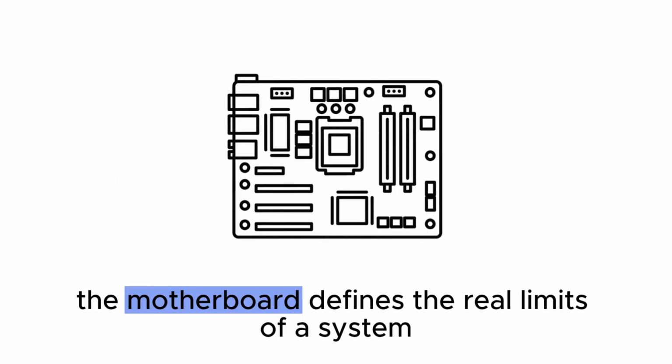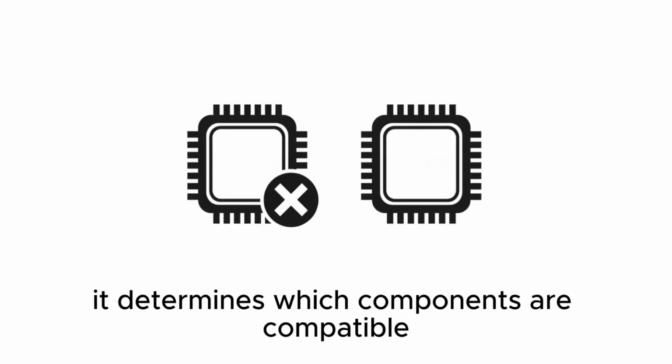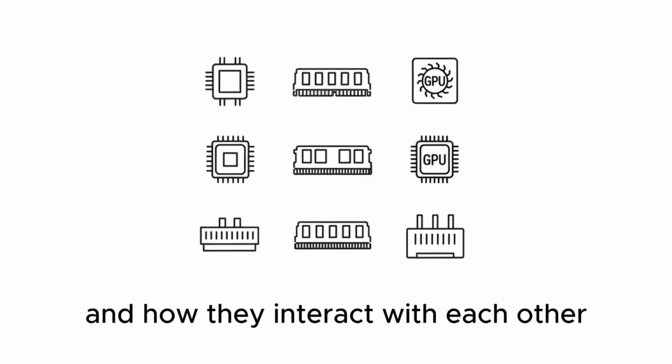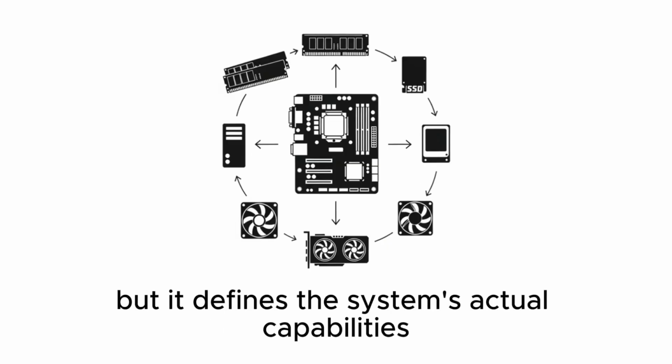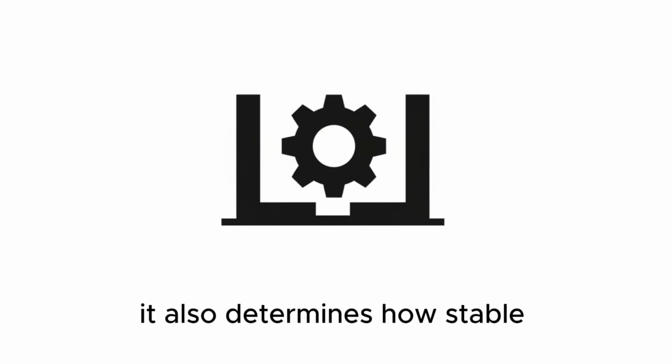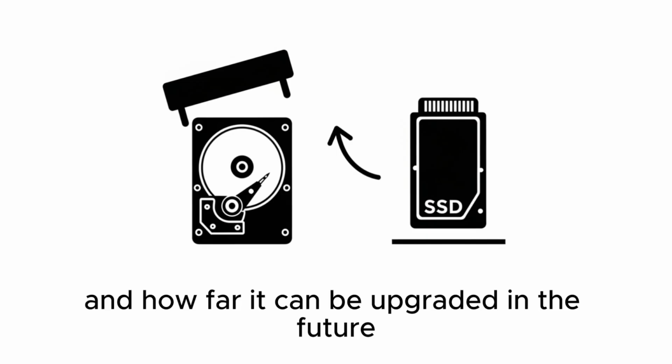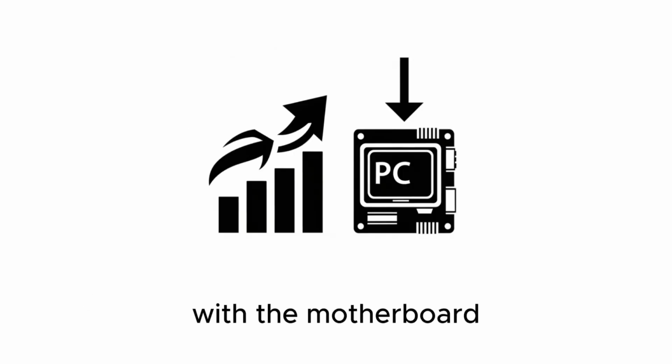The motherboard defines the real limits of a system. It determines which components are compatible, how many can be connected, and how they interact with each other. It doesn't execute tasks, but it defines the system's actual capabilities. It also determines how stable the system will be and how far it can be upgraded in the future. Any growth or improvement starts with the motherboard.